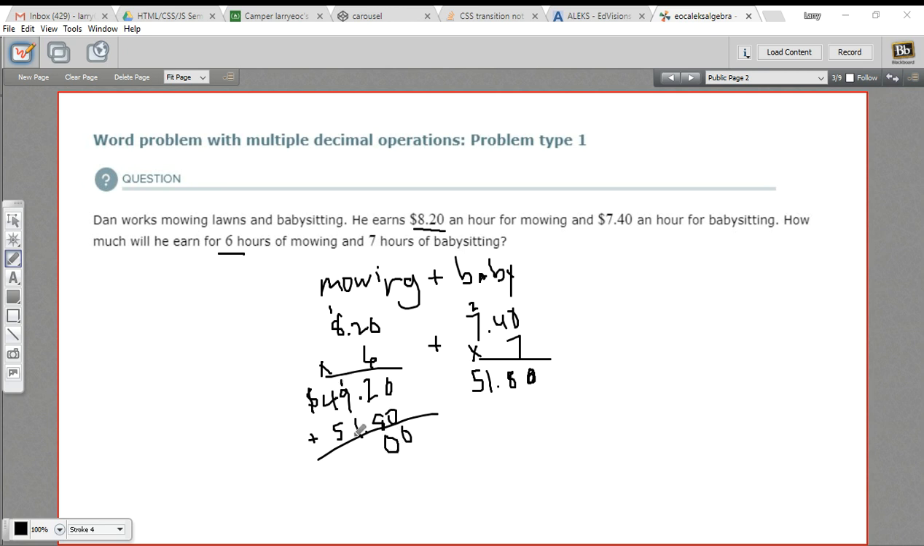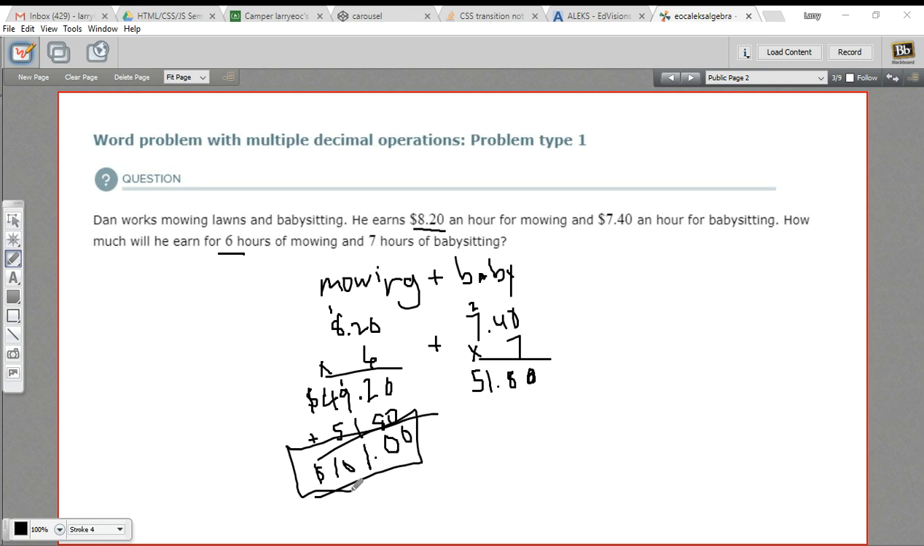1 plus 9 plus 1, that's 11. So I put down the 1 and carry a 1. And 4 plus 5 is 9, plus 1 more is 10. Ooh. So it looks like Dan made $101 and no cents.